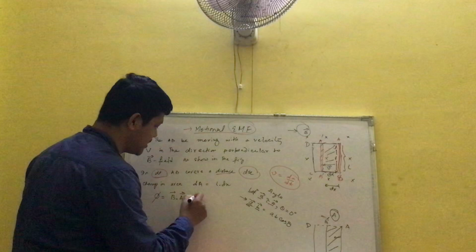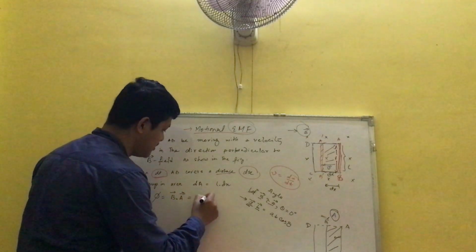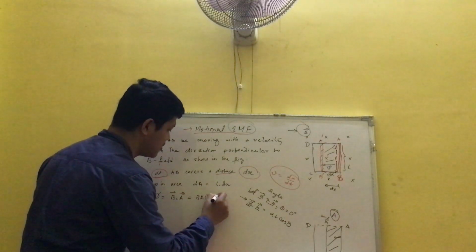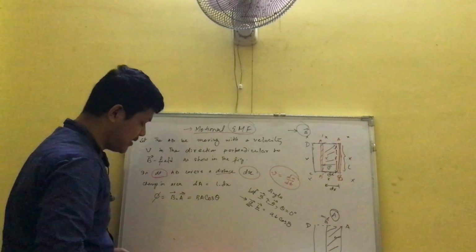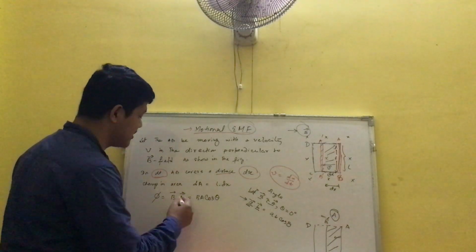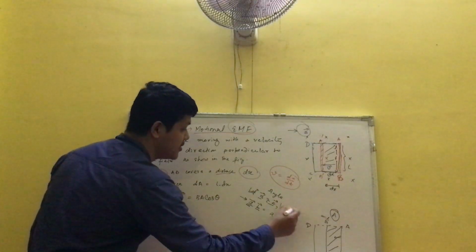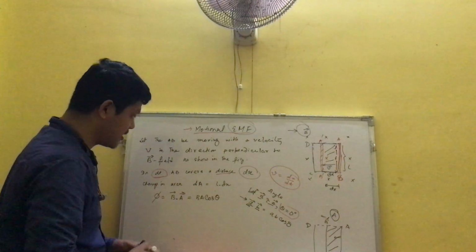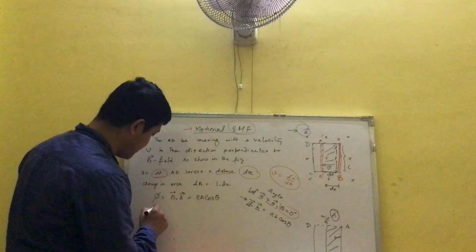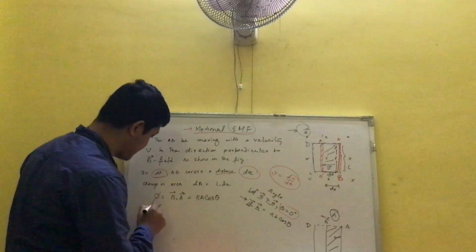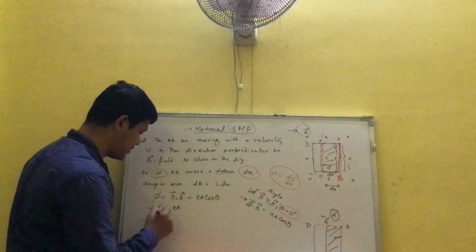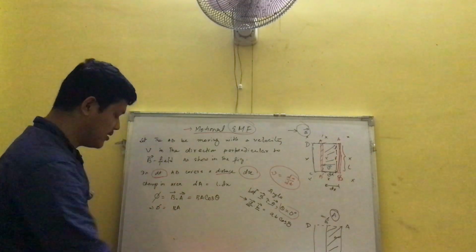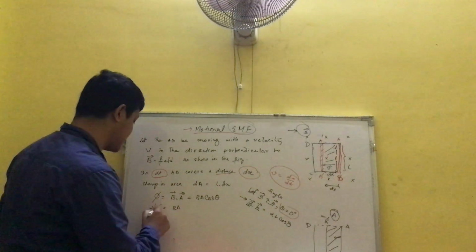So vector B dot vector A, that's going to be BA cos theta according to the vector dot product. The angle theta between the magnetic field and the area vector is 0 here, and cos 0 degrees is 1. That's why we can write phi is equal to BA. So this is the magnetic flux, right?